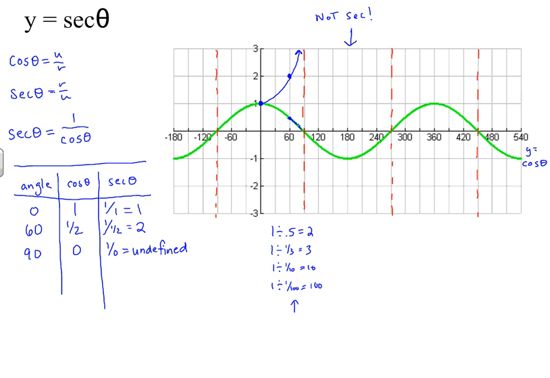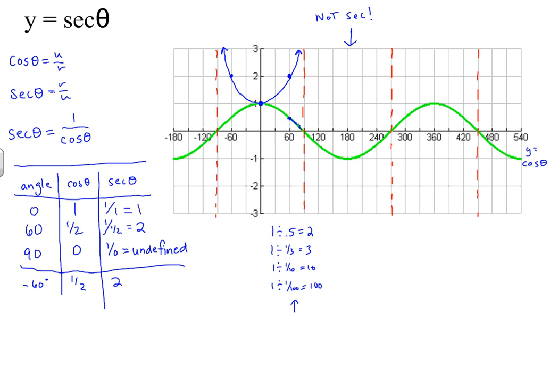I'm going to go to the left now, and look at a couple more angles. What happens at negative 60 degrees? Well, at negative 60, cosine is still 1/2. So secant, we've already done that, is 2. So this point is going to happen, and I'm going to get the same thing reflected on the other side of the y-axis, just like I do with cosine. Cosine is symmetric around the y-axis, so is secant.